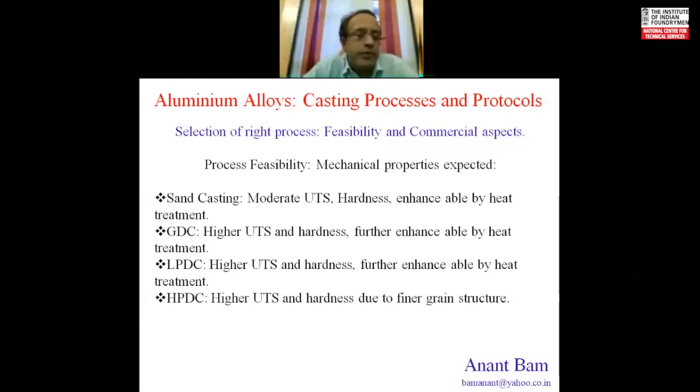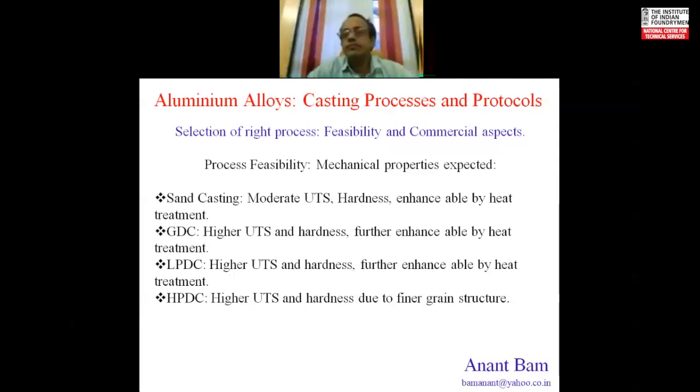Hence, tensile properties and hardness in as-cast conditions are higher than sand castings, which are further enhanceable by heat treatment. In case of high pressure die casting, the alloy system itself is different, leading to higher hardness. The process is such that the grain size is super fine, and hence higher tensile and hardness are achievable in as cast condition itself. The grain structure is very, very fine in case of high pressure die castings.